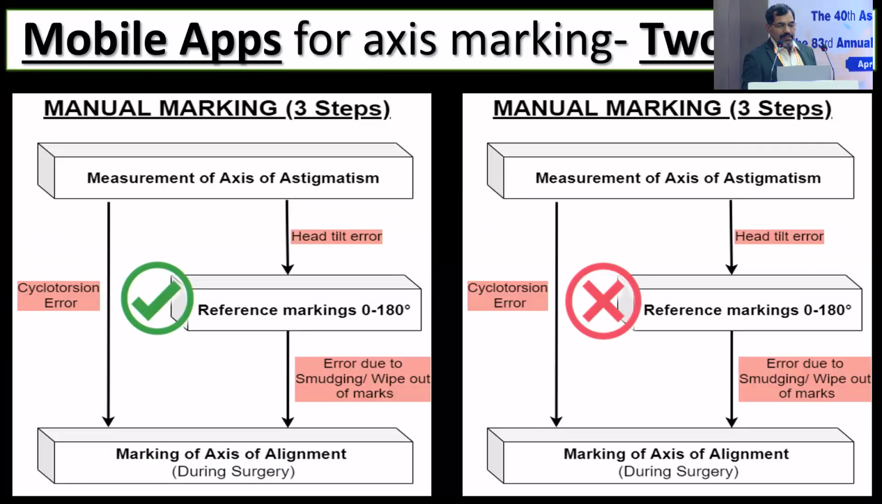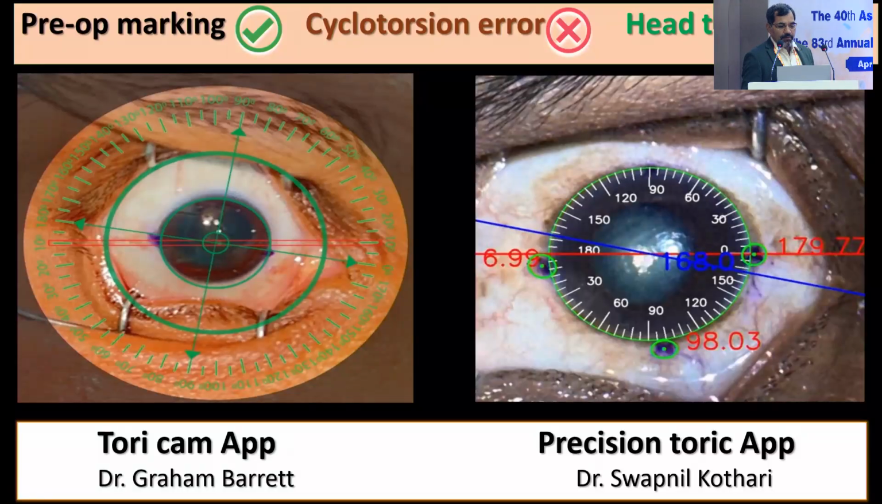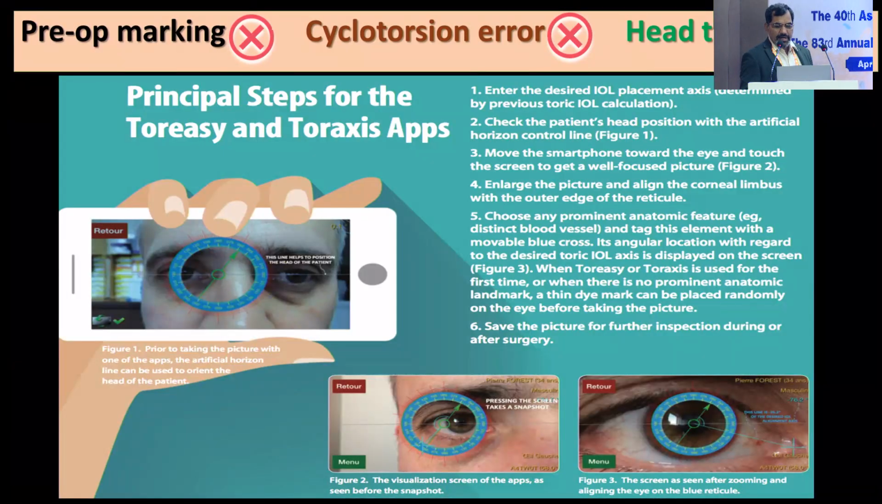There are two types: in some, reference marking is required, and in some, it is not required. This is the Toric app by Dr. Saurabh Patwardhan, in which manual marking is required preoperatively. These are the Toric app by Dr. Graham Barrett and the Precision Toric app. In these two apps, manual marking is not required because they use the limbal blood vessels for the marking. This is the Toric IOL axis marking app by Dr. Jetwa, and this is by Dr. Sahil Chaudhary.